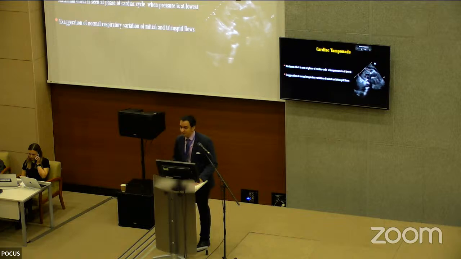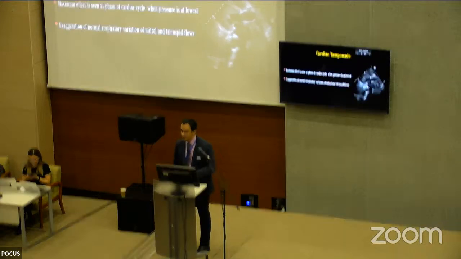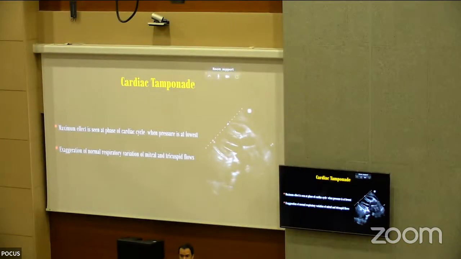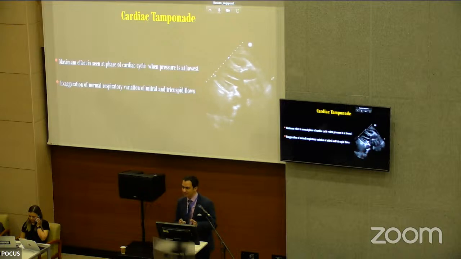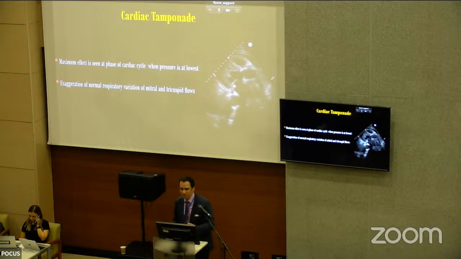And also when you assess tamponade, the maximal effect is often seen in the phase of the cardiac cycle when the pressure is lowest. And that is useful for us to understand which chambers develop collapse first. So we often see the collapse of the right-sided chambers first, followed by the left-sided chambers. And the sequence often starts with the right atrium because it is the chamber with the lowest pressure, followed by the right ventricle, then the left atrium, then the left ventricle.